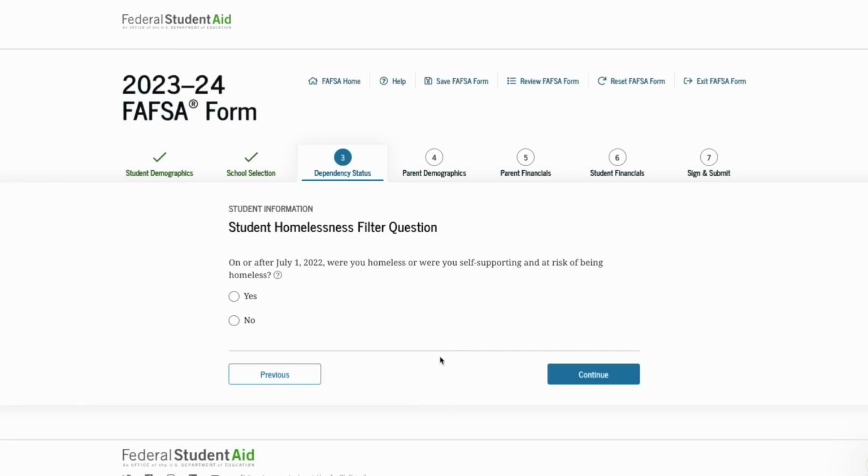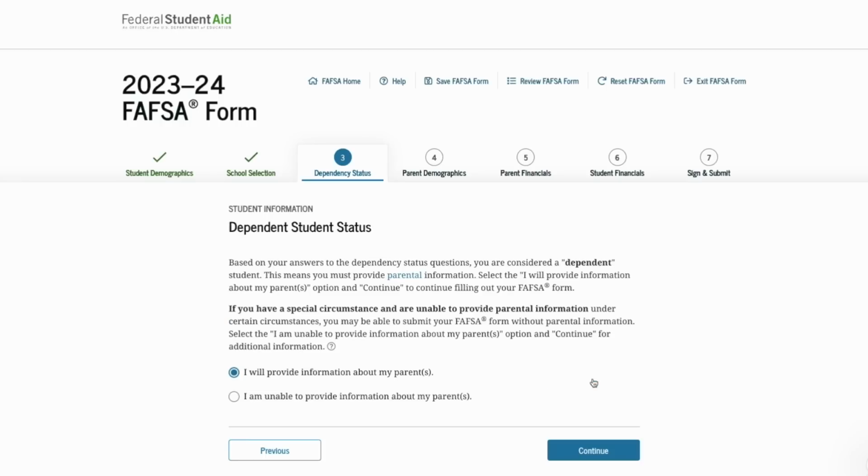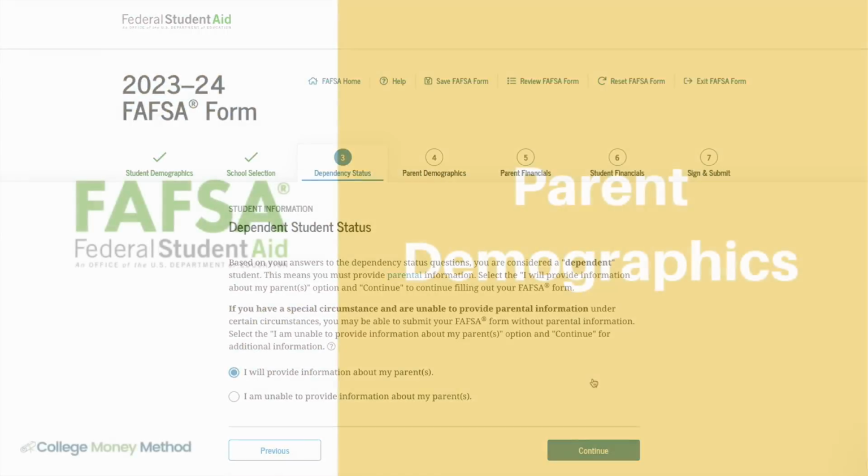The last screen asks about a student's homelessness status and whether they are homeless or were self-supporting or at risk of being homeless after July 1st of 2022. You can see here on this final screen of dependency status, it has determined that I am considered a dependent student, which means that I will be required to submit parent information in order for my FAFSA to be fully processed and colleges to consider me for financial aid.